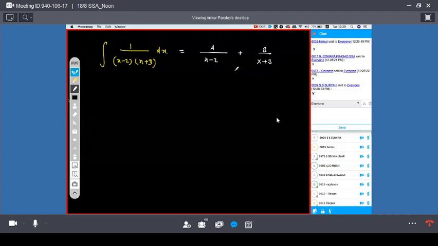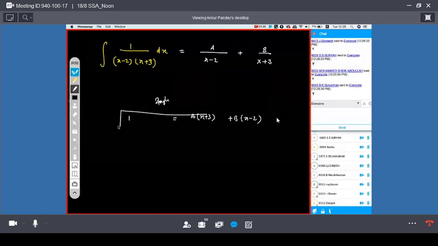Surely as of now we don't know what a and b are, but yes, we can easily calculate. How? If we take the LCM, a comes into the multiplication of x plus 3. We are doing this in rough work, okay? And b comes into the multiplication of x minus 2, and this is equal to 1. Yes or no? Denominator and denominator got cancelled, right?